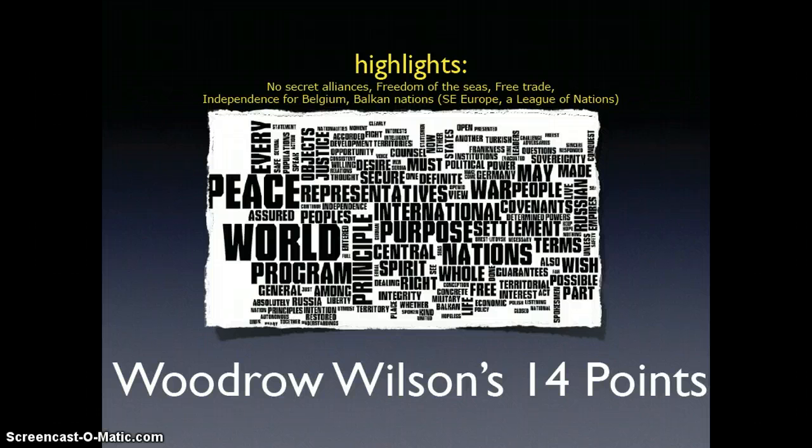So as I mentioned, some of the highlights of the 14 points. So no secret alliances, freedom of the seas, free trade, independence for Belgium, who was kind of in the mix of all of this, as well as Balkan nations, so those in Southeast Europe, and the creation of a League of Nations, kind of a predecessor to the United Nations.